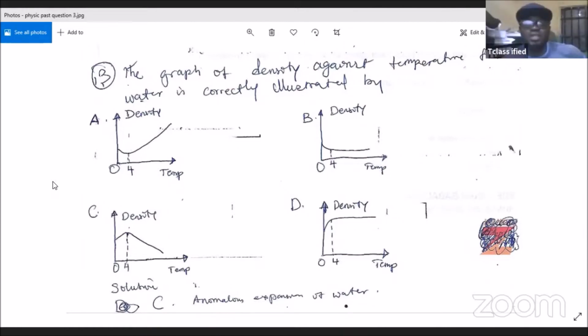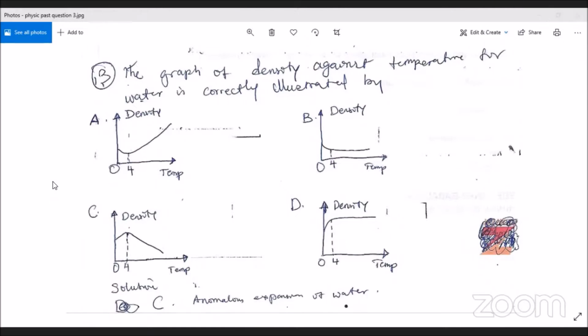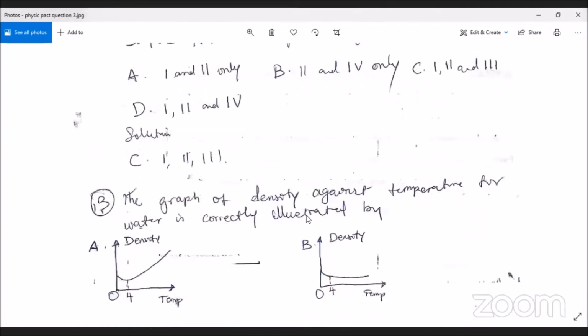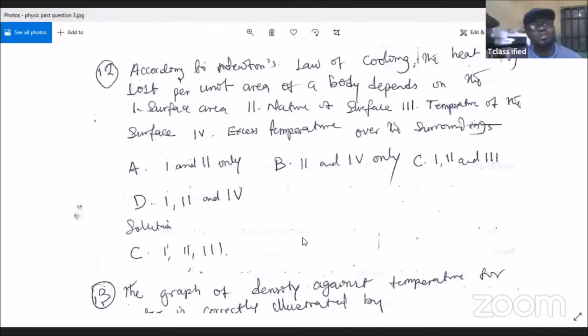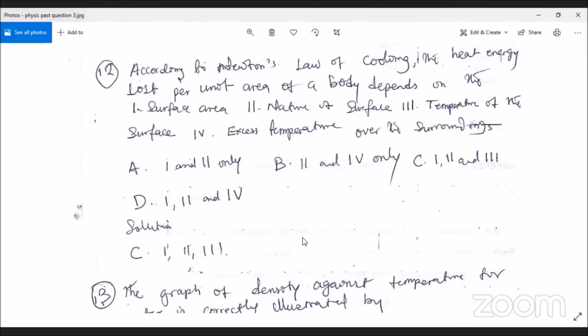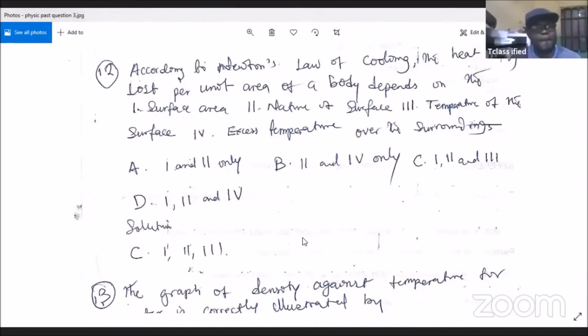The graph of density against temperature for water is correctly illustrated by. Number 12 here is not there. Number 12 here is: according to Newton's law of cooling, the heat energy loss per unit area of the body depends on the... That is number 12 here. I did it already. Maybe your network wasn't up with them. Can you see my number 12 now? Yes. You can see it's the same as what you have there, isn't it?